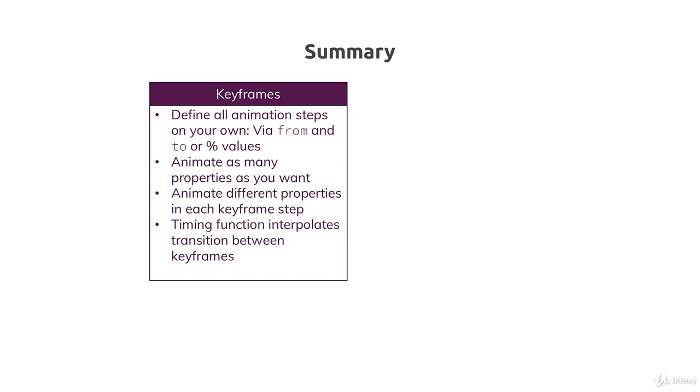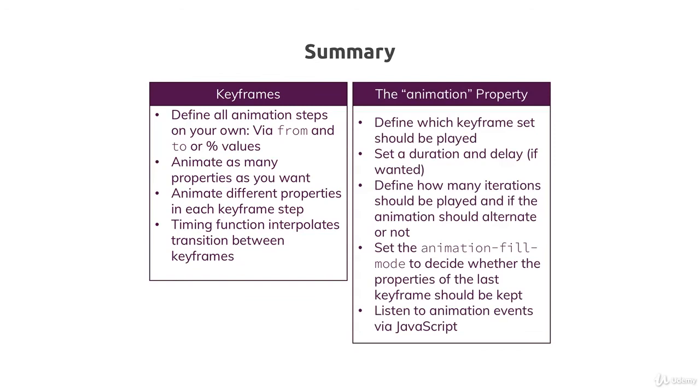Some properties won't be animatable though, but there they will just snap to the next value. If you then define a timing function on the animation, this timing function will affect how the values are transitioned between the keyframes defined by you. Now that already leads us to the animation property. There you define which keyframe set should be played and over which duration it should be played. You can optionally add a delay, and you can define how often the animation should be repeated. If you don't set an iteration count, it will be played only once.